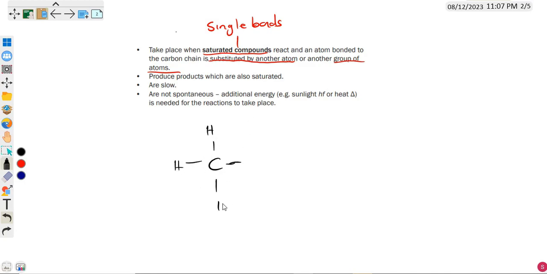Let's take this simple carbon here, which is methane. Single bonds only, meaning it's an alkane. So you can't add anything to this, so this one definitely won't undergo an addition reaction. It can only undergo a substitution reaction, meaning we'll be replacing one of the hydrogen atoms with any other atom. So we are producing products that are also saturated. Like we said, we are just replacing something by something, leaving us with another saturated compound. They are slow, and lastly, they are not spontaneous. So since they are not spontaneous, we must add energy into the system.